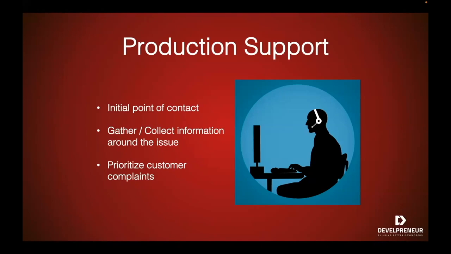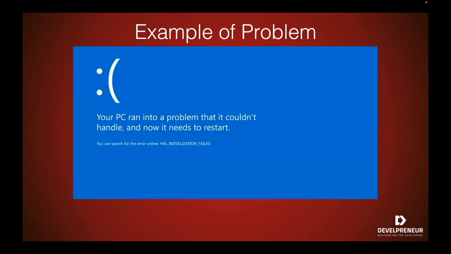But the main point is production support is our first line of defense to find and fix any problems that come from the customer. If the customer's having a problem, our software's not working correctly, the customers will report it. Then customer support, production support will take that information and then relay it to the company so it can be fixed. What are some types of problems?